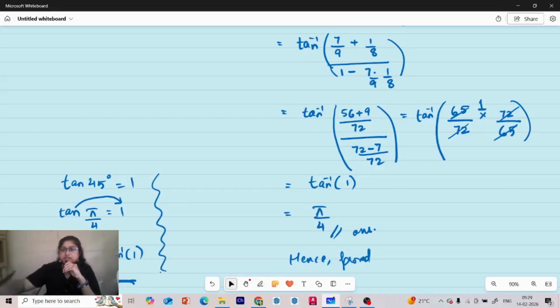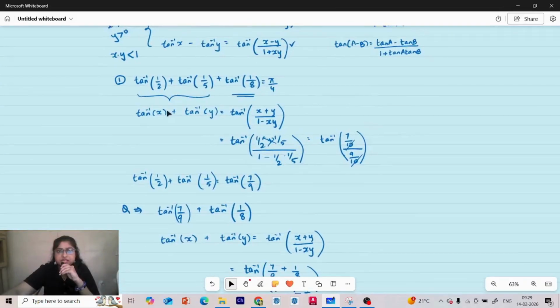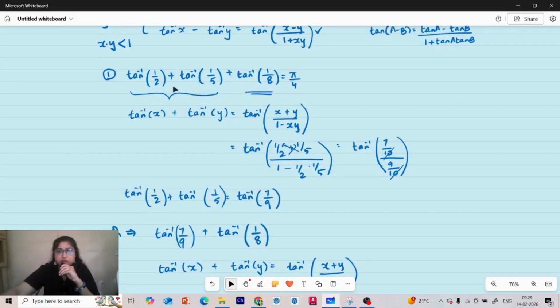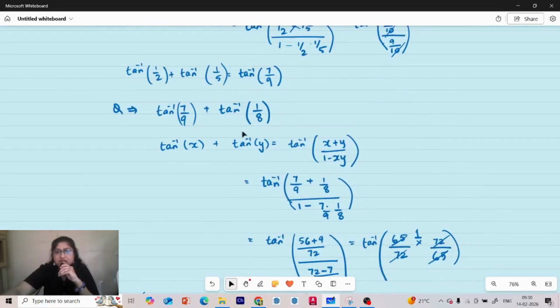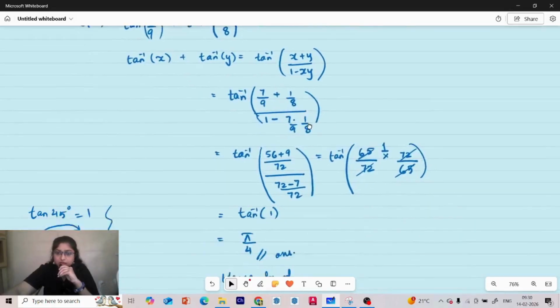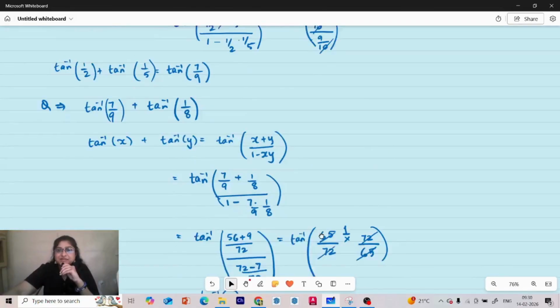Okay, let's again go through the problem quickly. There are 3 terms of tan inverse. For the first 2 terms we applied tan inverse x plus tan inverse y. We got tan inverse 7 by 9, so we replaced that and added that to tan inverse 1 by 8. Again, for the two terms we apply tan inverse x plus tan inverse y. Again you apply the formula and you end up getting tan inverse 1, which is nothing but pi by 4. Okay, easy peasy.